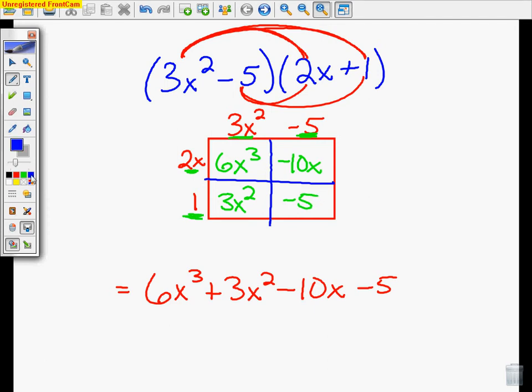Well, in this one, we happen not to have any. 6x cubed isn't like terms with anything. 3x squared isn't like terms with anything. Negative 10x isn't like terms with anything. And neither is negative 5. And so we still get this same answer right here. All right.